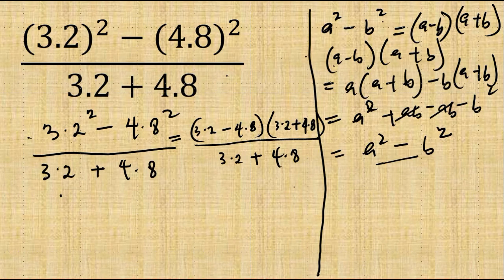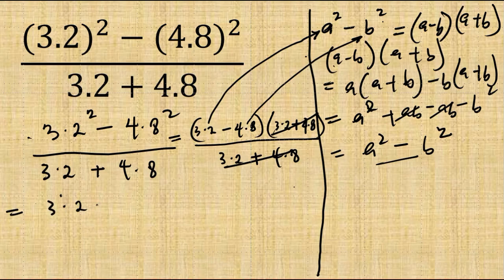Now in this case, my 3.2 is the same as the a and the 4.8 is the same as the b. Now to solve this, 3.2 plus 4.8 here is 1, and 3.2 plus 4.8 here is 1. So I'm left with 3.2 minus 4.8. That's the same thing as minus 1.6.